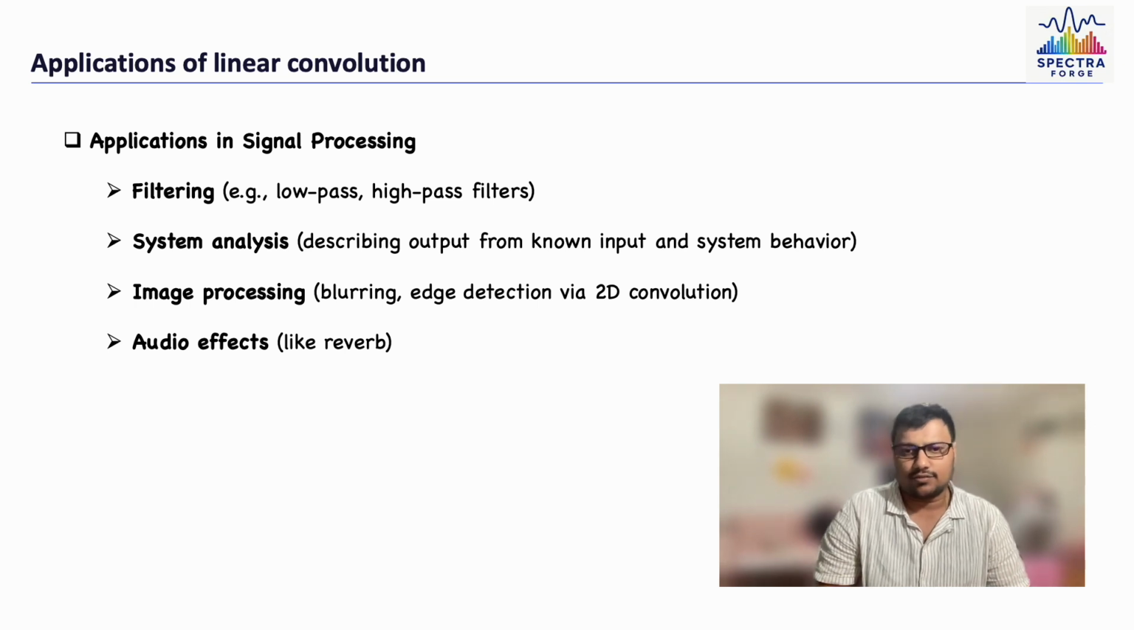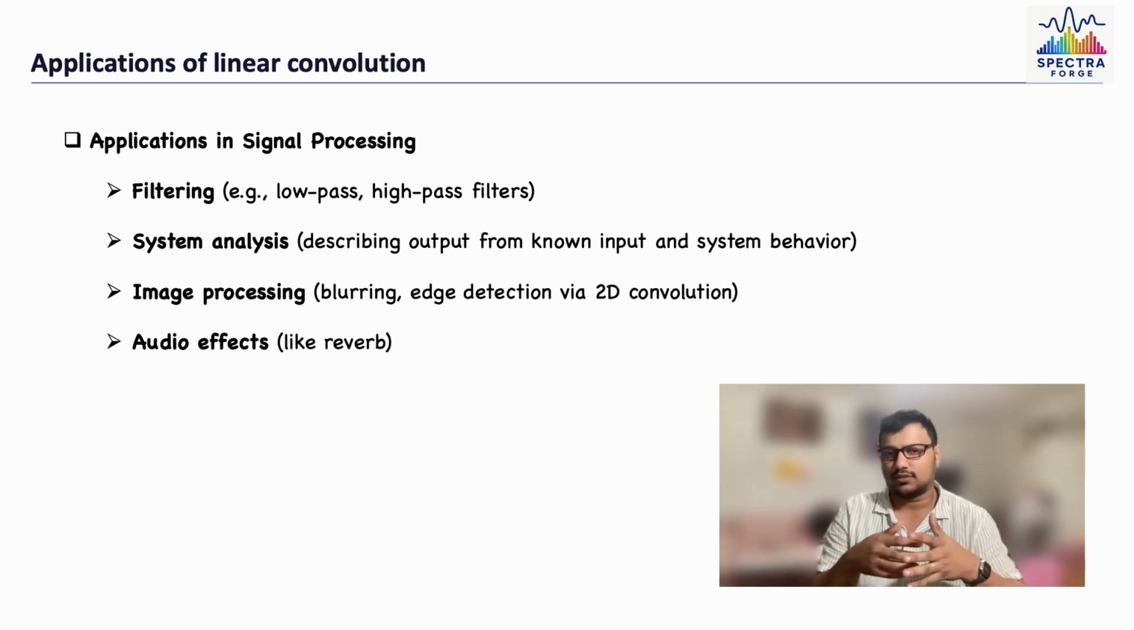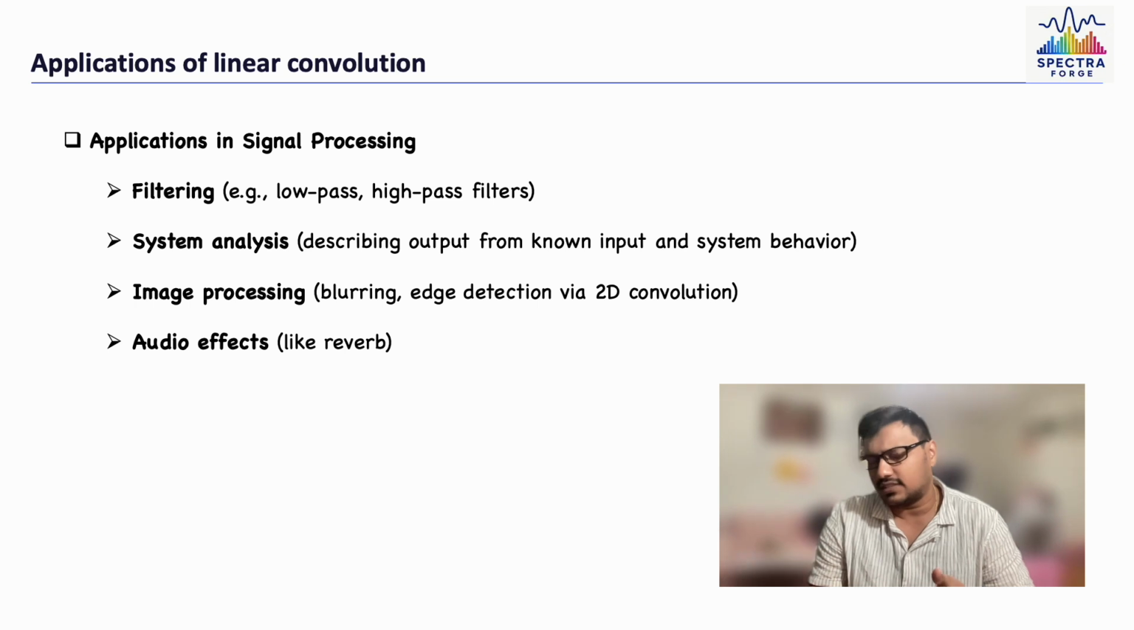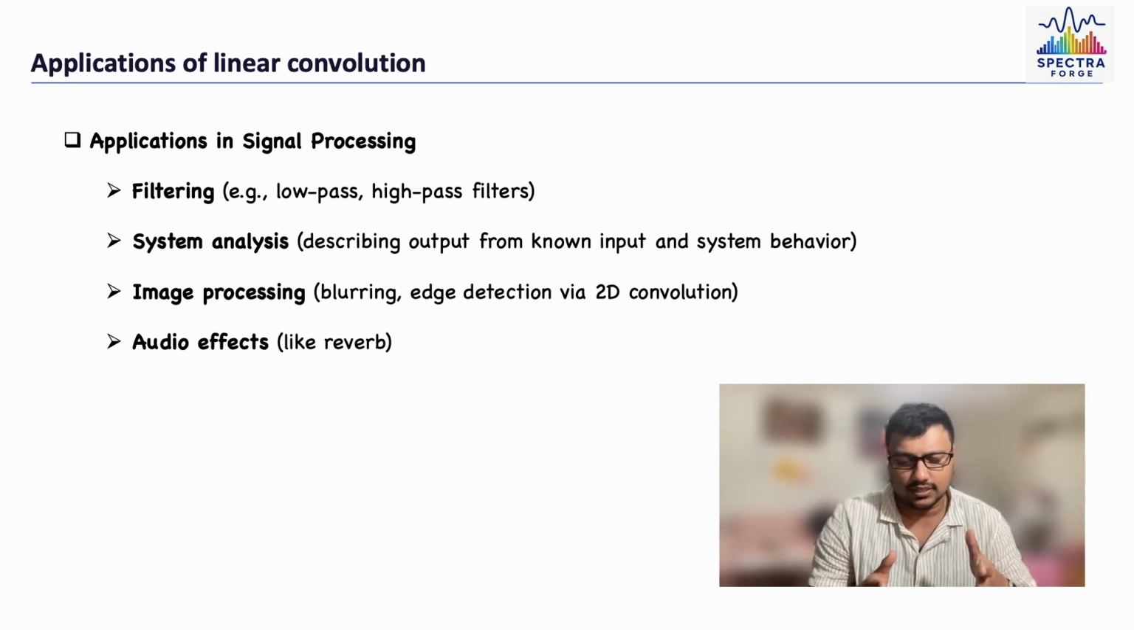For filtering, if you want to design a high pass or low pass filter, where you have an x of t and a y of t, and you want to allow certain frequencies in the output, then you have to invoke the convolution theorem or convolution formula to design those filters. And system analysis.